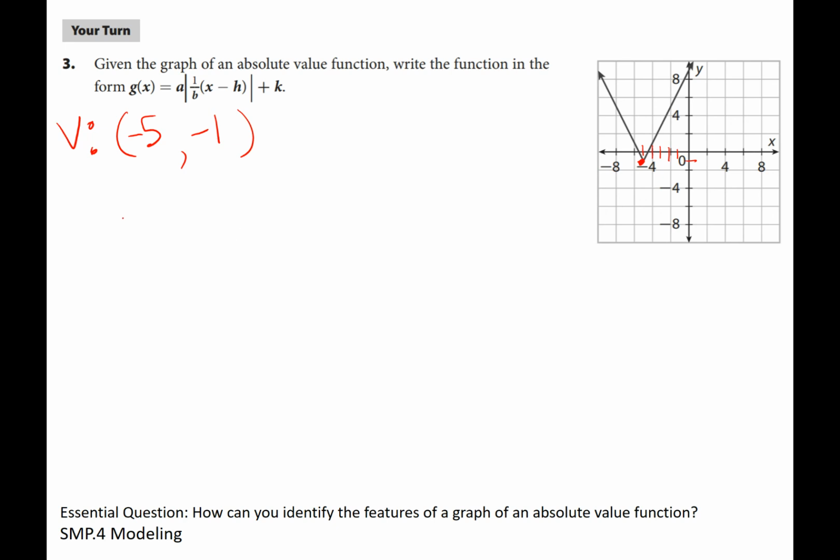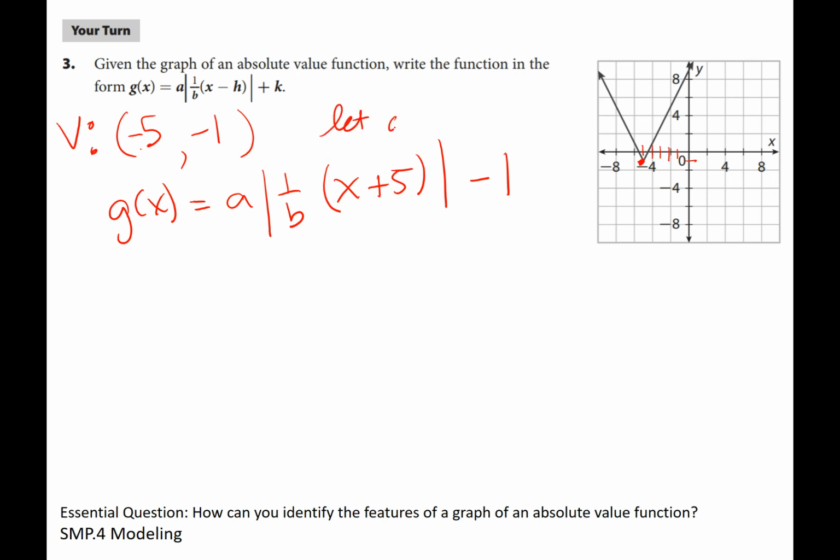All right, let's fill in what we know. So g of x equals, we don't know the a, we don't know the b. Remember when we come in or out of the parentheses, we change the sign. So it's a negative here, we're going to make it positive 5. On the outside, we leave the sign alone. It's a negative 1. Okay, on this one, I'm going to tell you they didn't do us a very good job, so we're going to let a equal 1.